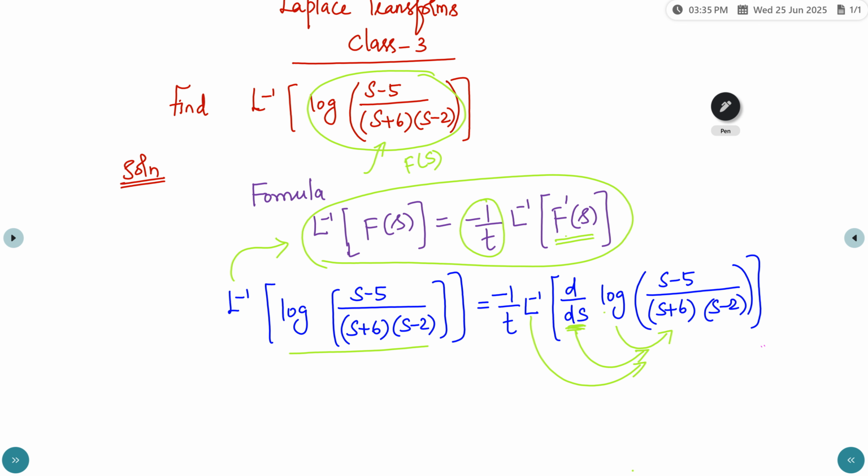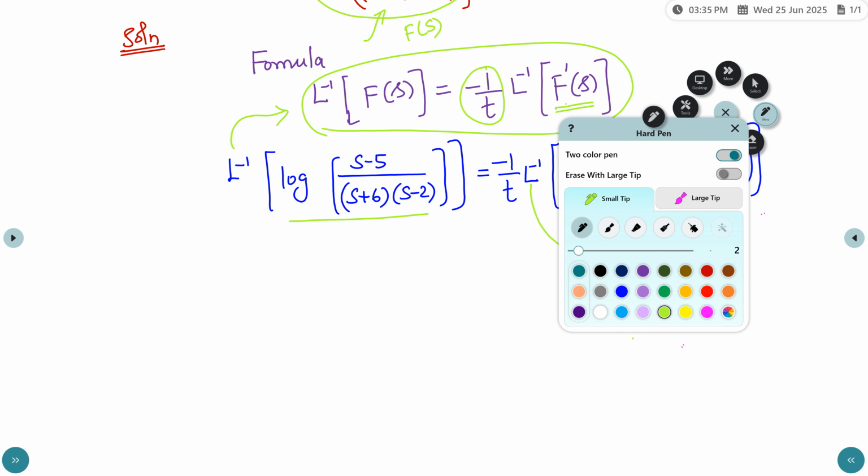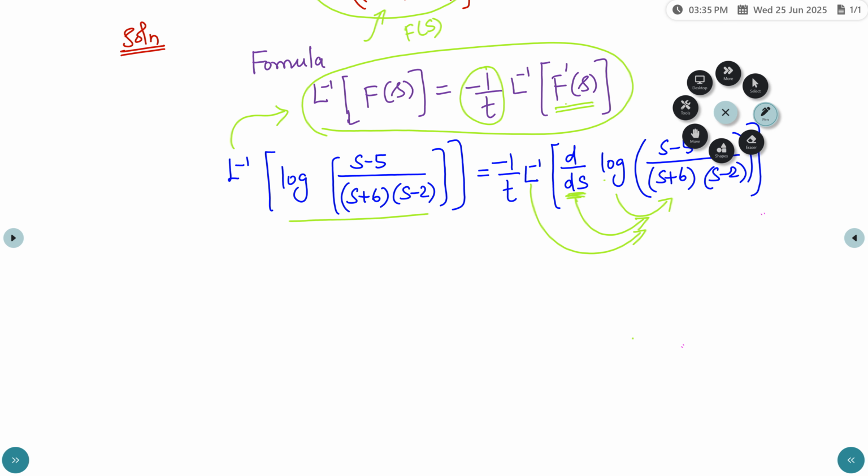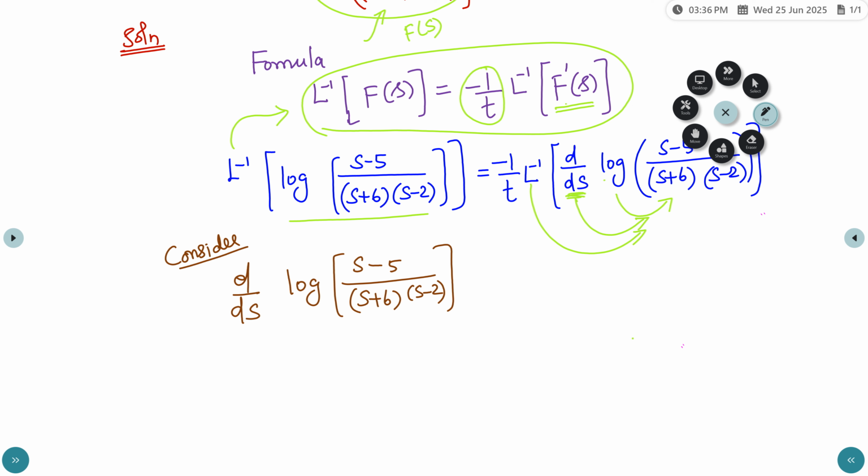Now, see the solution. How can we solve this problem? What is our d by ds? d by ds of the function logarithm of (s minus 5) divided by (s plus 6) into (s minus 2). This is our given function. So this is equal to d by ds; we keep d by ds as it is.